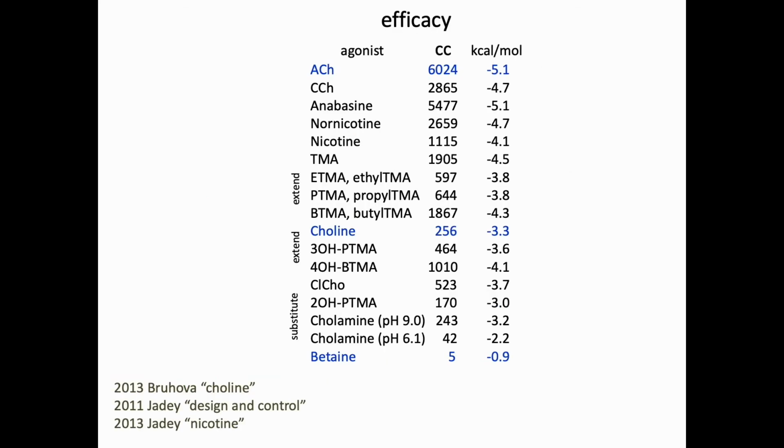So here's a list of efficacies that we measured for a series of compounds. This is about half of what we have measured. The ones in blue are the ligands that are present physiologically: acetylcholine and its breakdown product choline and its oxidation product betaine, which is trimethylglycine.